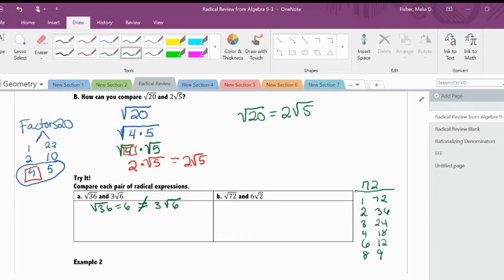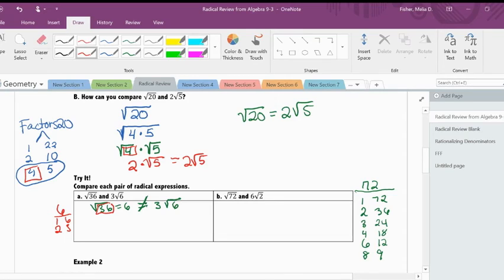Now that you've paused your video to do the try it, I'm going to walk through some of these things. In this first one, we see that 36 is a perfect square, and the square root of 36 is 6. 3 square root 6: if we look at the factors of 6, we have 1 and 6 and 2 and 3. There are no perfect squares in that, so we know that the square root of 6 is already simplified as far as it can go. So when we're comparing these, they are not equal. The square root of 36 is 6, and 3 times the square root of 6 is already simplified.